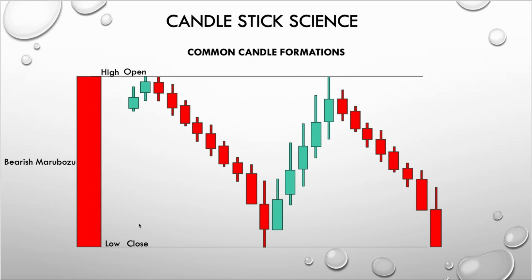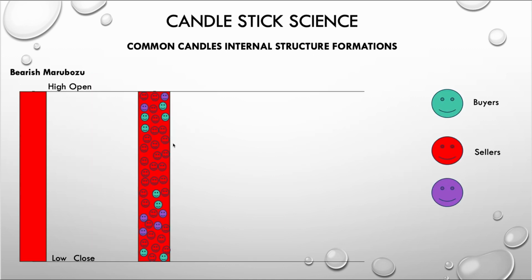So let's look at its internal structure or representation. Inside of it, you see the action. There are some buyers who come into the market trying to push the market up, but the sellers don't allow the buyers to take control. The sellers keep on coming in and selling the market. And also, some buyers change from buying into selling, represented by these purple smiling faces right here. And therefore, that fuels the market to go even lower.